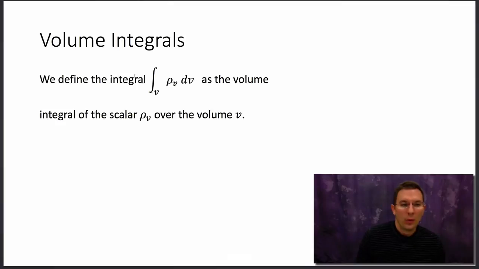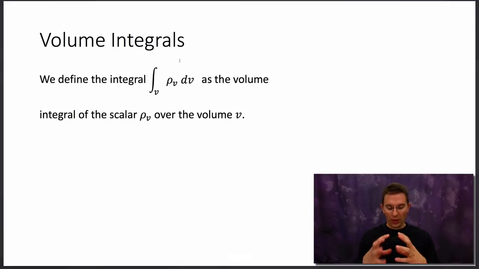One other quantity that we'll need here are 3-dimensional volume integrals. This is where you're actually integrating a scalar quantity, in this case rho sub v, over a 3-dimensional volume. So we had line integrals where you're integrating along a 1-dimensional line, surface integrals where you're integrating over a 2-dimensional surface, and also volume integrals where you're integrating a scalar throughout a volume V.